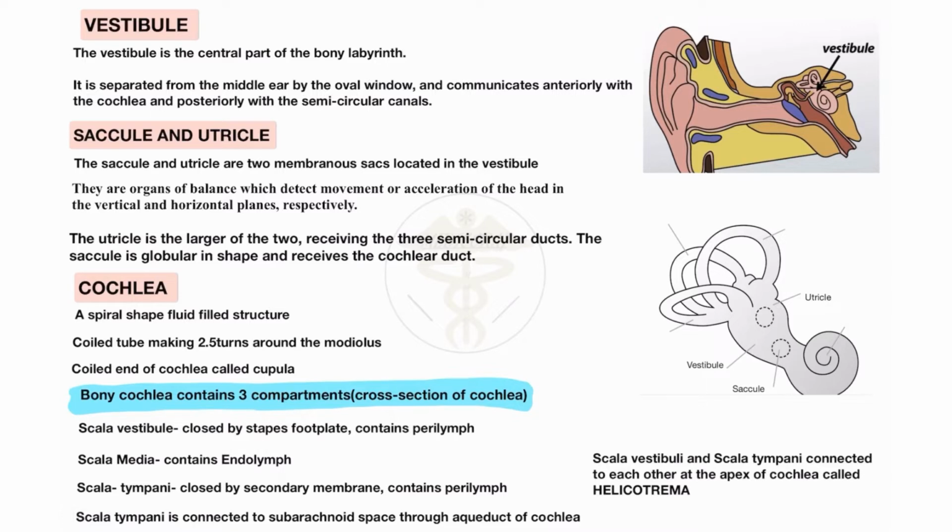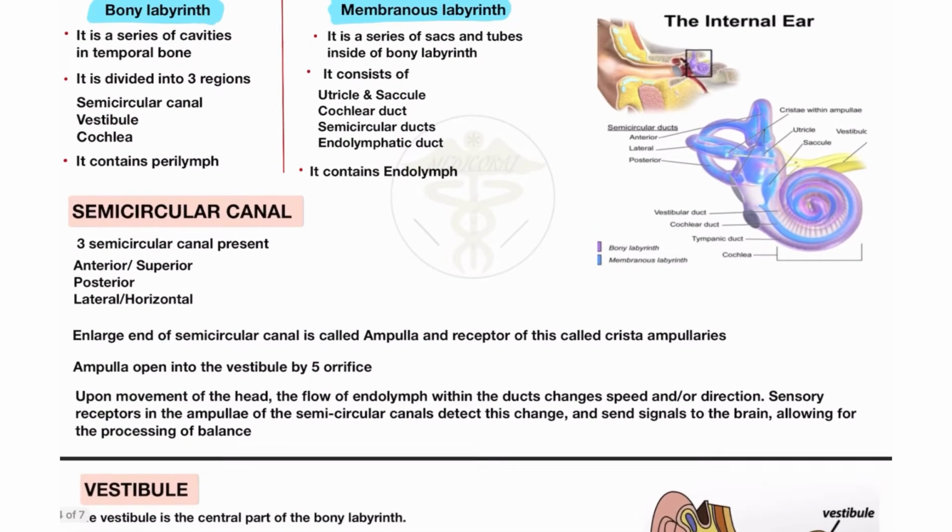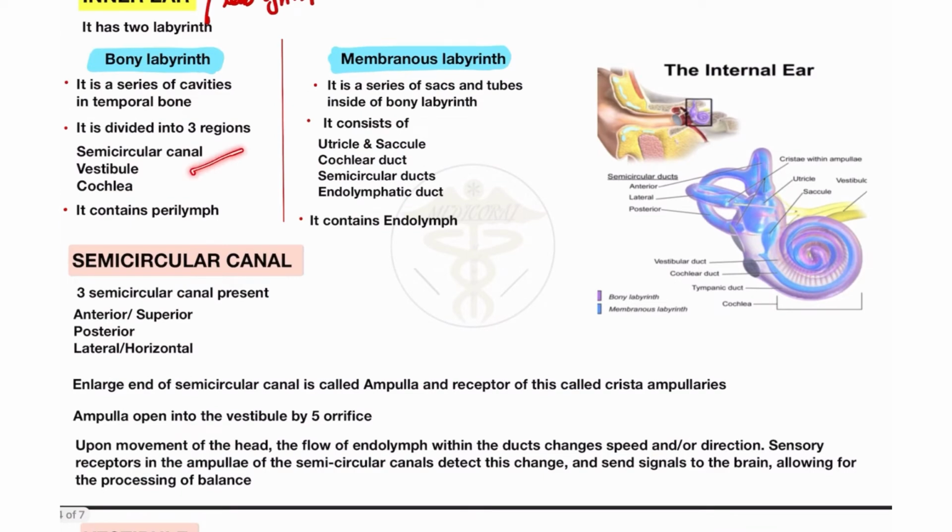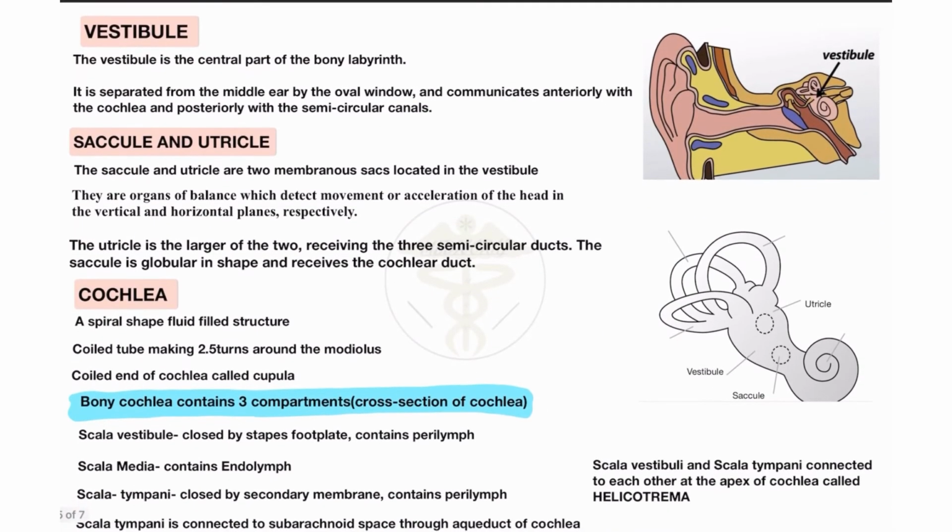Vestibule. The vestibule is the central part of the bony labyrinth. I already said that the semicircular canal, vestibule and cochlea are parts of the bony labyrinth. So the vestibule is a central part of the bony labyrinth. Here you will see this is the vestibular part. Here you also see this is the part of the vestibule.